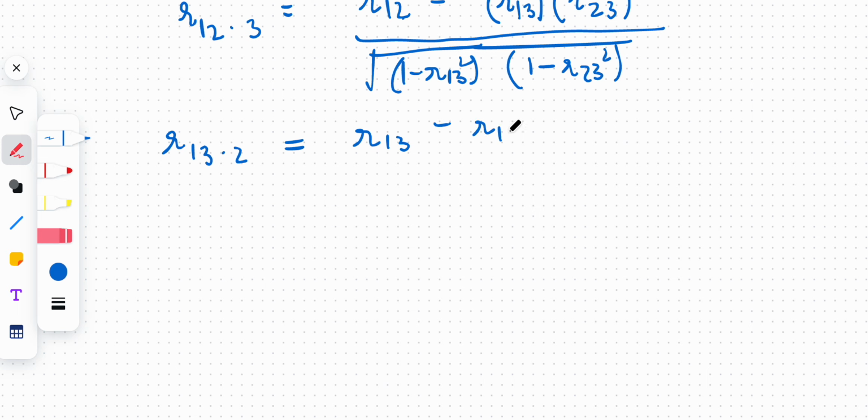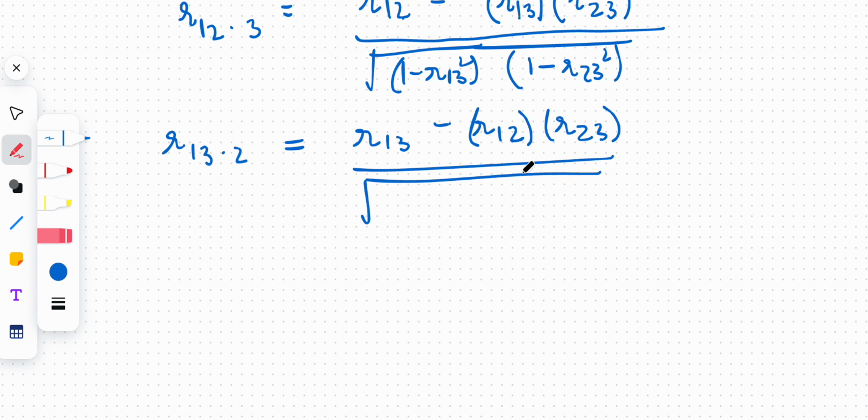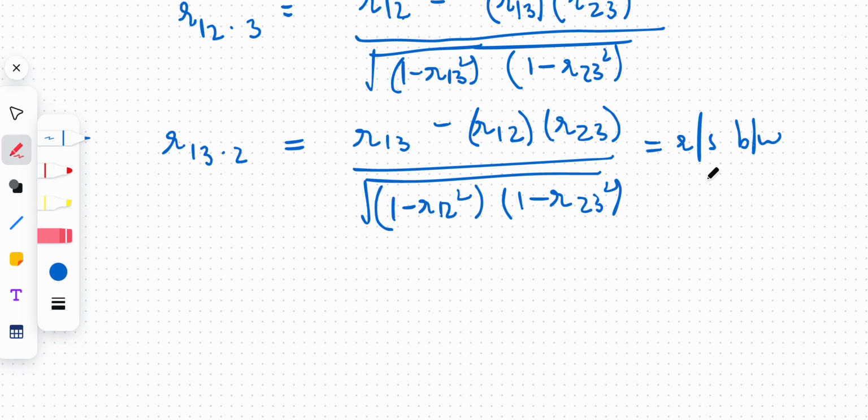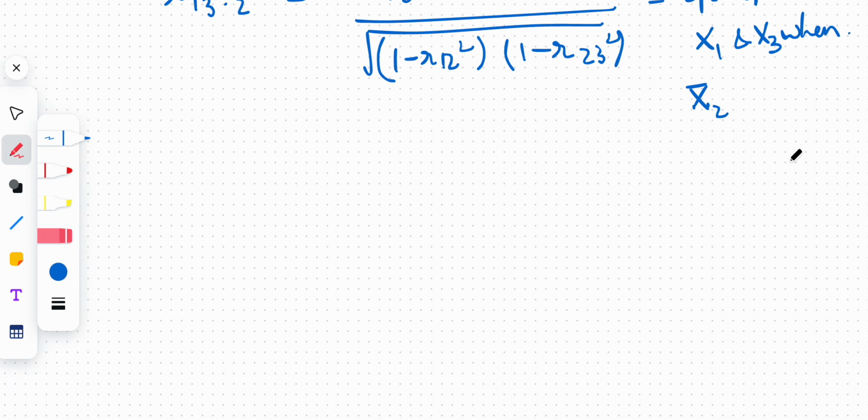minus R12 minus R23. Now these other two are the ones which I will take in the denominator, which is 1 minus R12 square and 1 minus R23 square, right? So this is the relationship between x1 and x3, where x2 is held constant, right? So this is it.